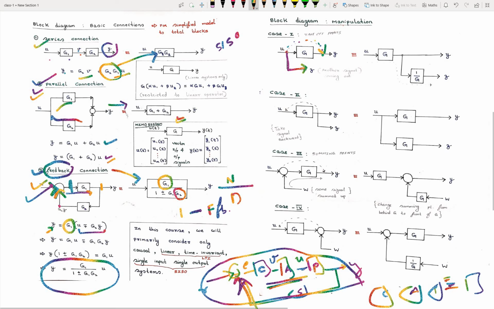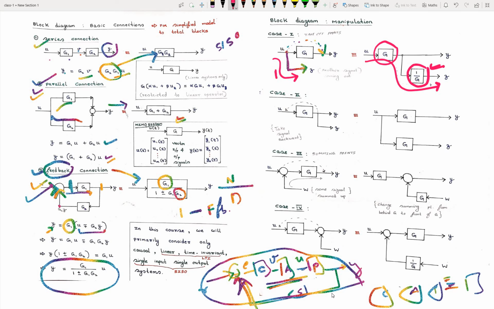So observe here. Okay, let me use a different pen. The gain here, right? When you move from input to output, the gain is 1. So when you shift this takeoff point from here to here, the gain should still remain 1. That's why I have multiplied here with 1 over G. Because when you move from input to output, the gain G is multiplied here. That's why I have taken 1 over G.